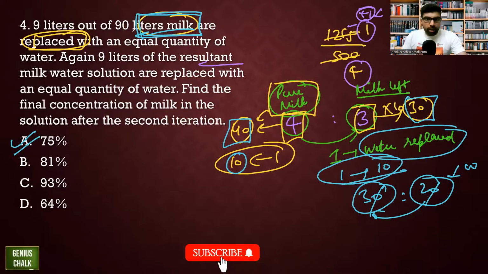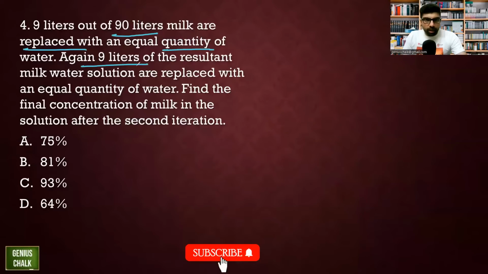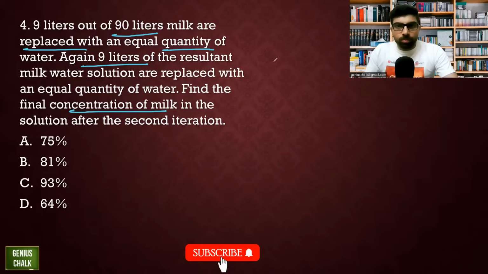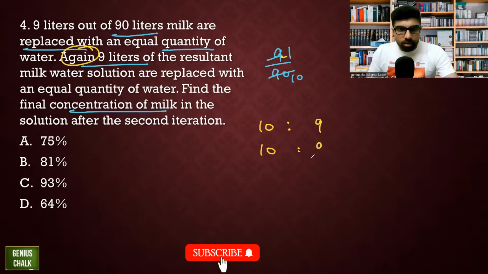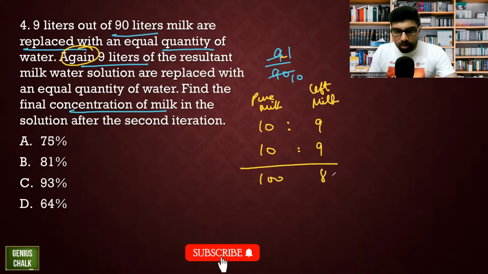Alright, 9 liters out of 90 liters are replaced with an equal quantity, again 9 liters. That means again milk is replaced with water. I'll solve with the ratio method now, as I hope you are familiar with that method now. So 9 by 90 is 1/10. That means originally it was 10, 1 replaced and added, so 9 is left. Again, it is happening, 10:9. Now this was pure milk and this is left milk. So this is 100, this is 81.